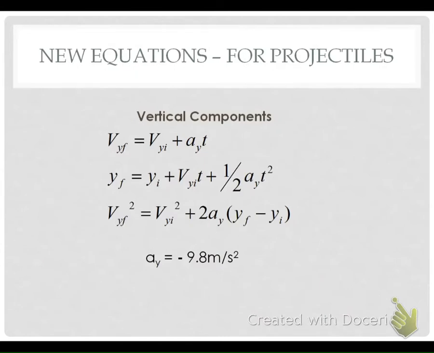Here are our new vertical equations, and they have a couple more subscripts. Look at the new subscripts that are added with them: Y. Because Y is vertical, right? So that means these are the vertical equations. So v sub yf would mean vertical velocity final. Does that make sense?